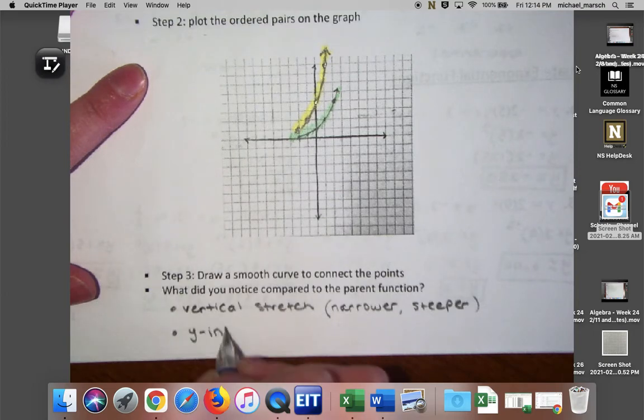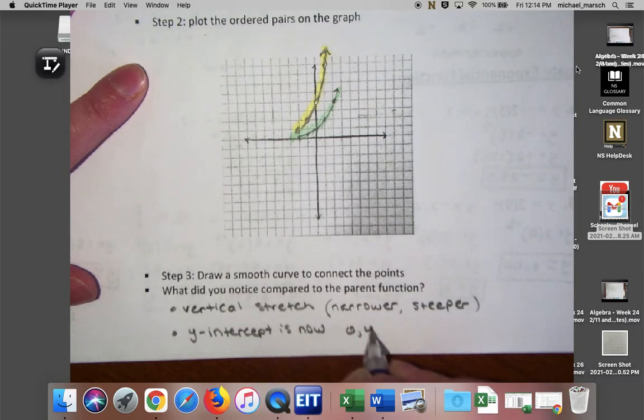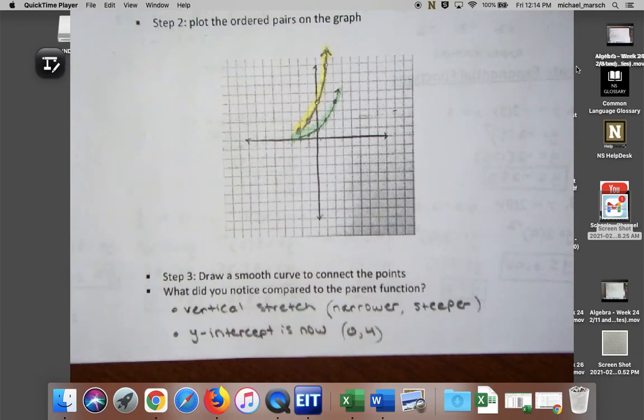Also, you can notice that the y-intercept is now at 0, 4. It was at 0, 1 when we started. So that's where we're going to leave off today.